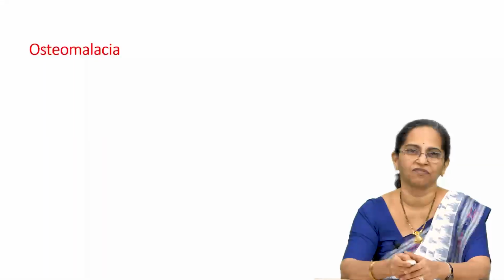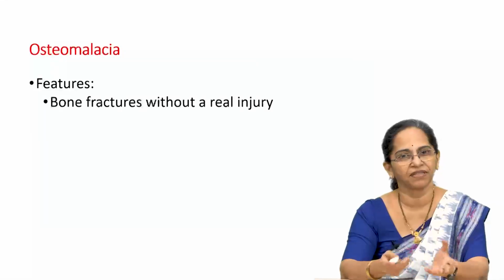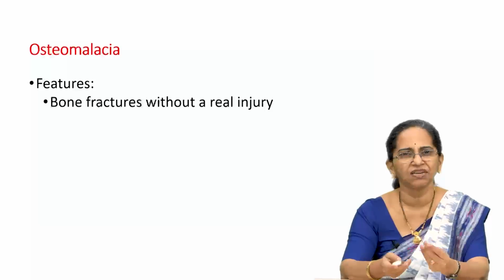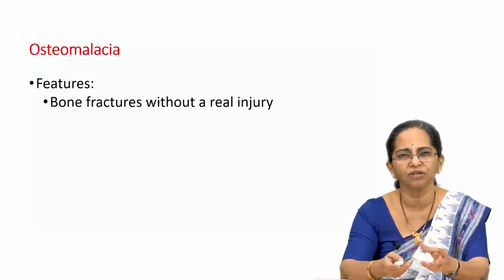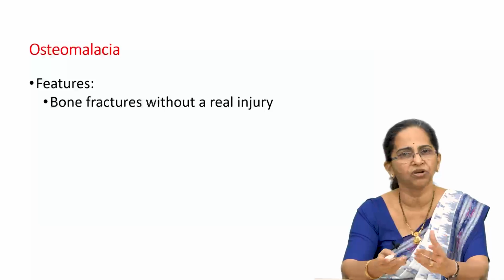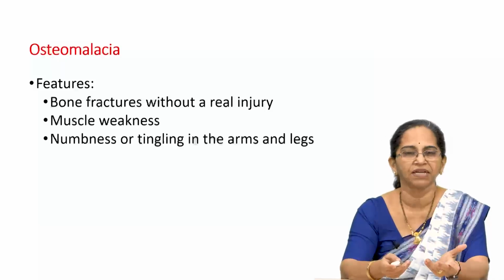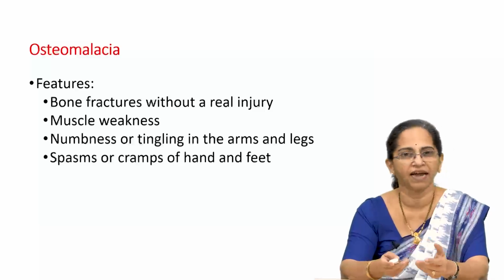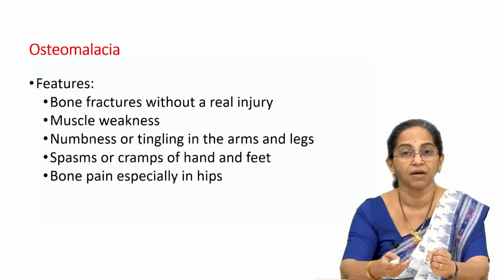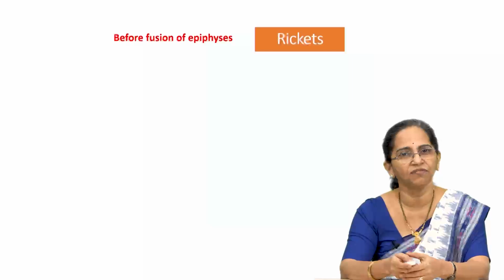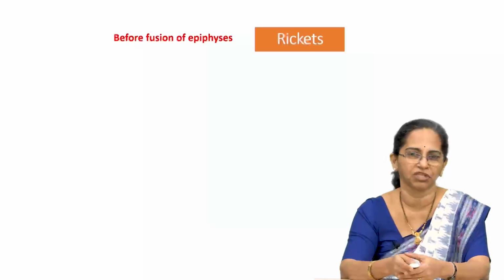What are the features of osteomalacia? If a person has osteomalacia, his bone will tend to fracture. There need not be a very bad injury. Without any real injury, the bone can crack. There will be muscle weakness, there can be numbness, tingling in the feet or in the hands, there can be spasms, cramps of the hand and the feet, and bone pain, especially in the hips. So, these are all the features of what is called osteomalacia.